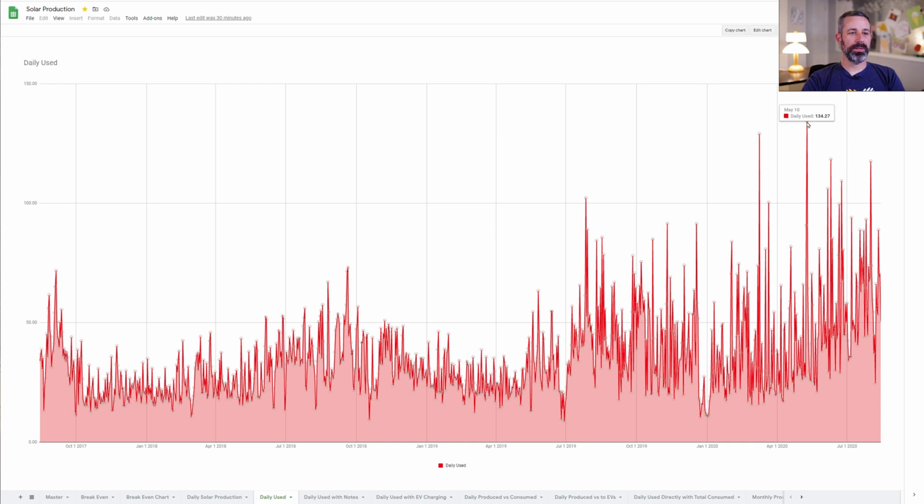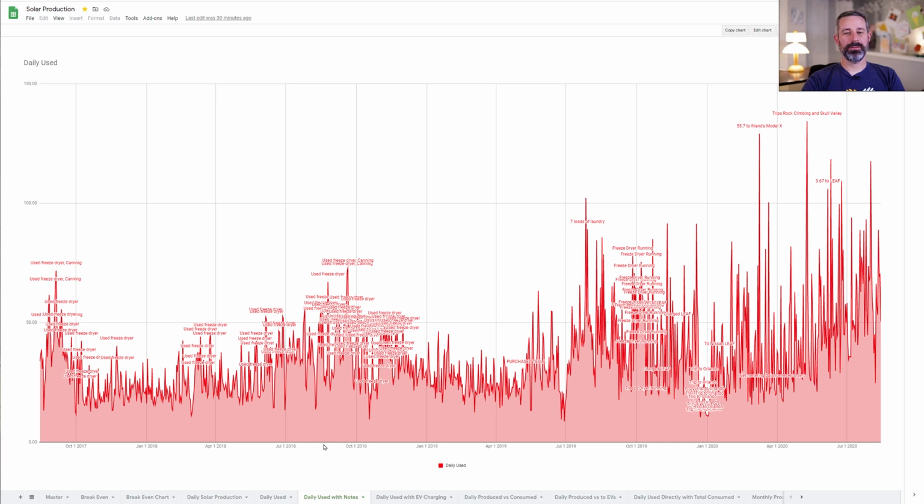And then our consumption actually peaked at about 134 kilowatt hours in one day. And that day we had gone on a couple of trips and come home and charged the car. And also over here on this day, we charged a friend's car, their Tesla Model X.